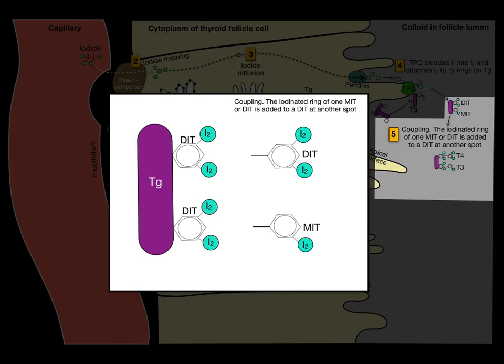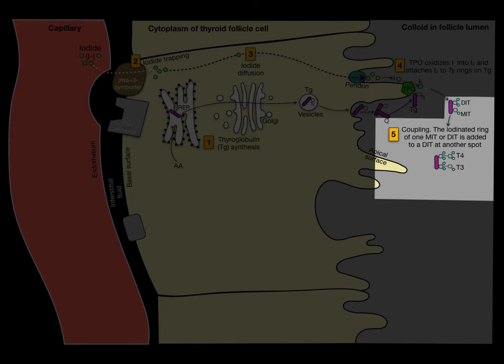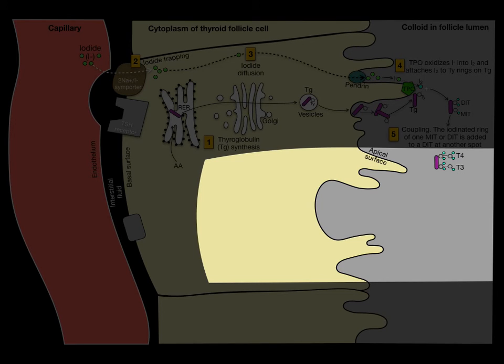DIT, DIT. Now let's take this MIT and add it. Now you count 1, 2, 3 iodines. So we call this triiodothyronine, or simply T3. Now watch, we take this DIT and add it to another DIT, 1, 2, 3, 4, and we call that thyroxine, or simply T4. Now it's important to note at this point that the T3, T4 molecules are formed, but they're bound to the thyroglobulin molecule. So we now go to the sixth step. And that coupling, by the way, takes minutes, hours to days to occur.